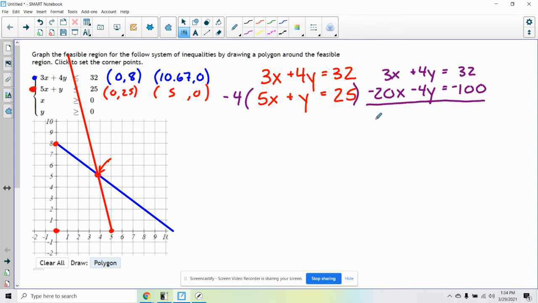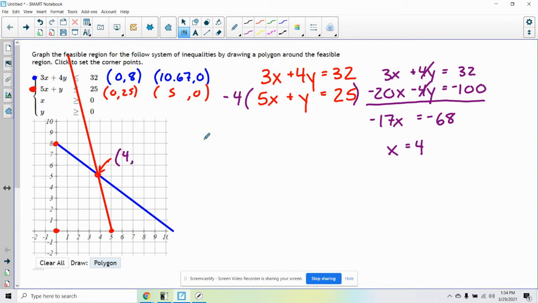I have 3x and negative 20x. It's negative 17x. 4y and negative 4y, they cross out. 32 and negative 100 is negative 68. So if I divide both sides by negative 17, I get x equals 4. My graph looks pretty good so far. The x value is 4.